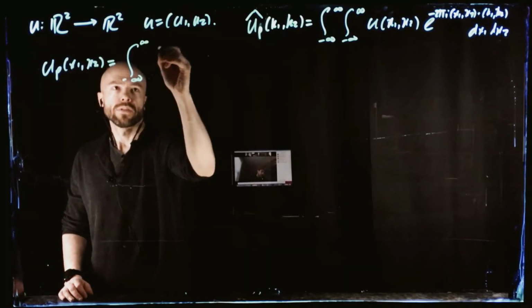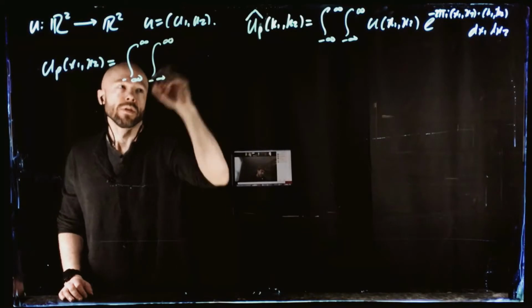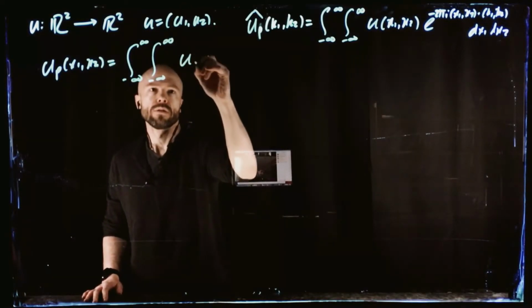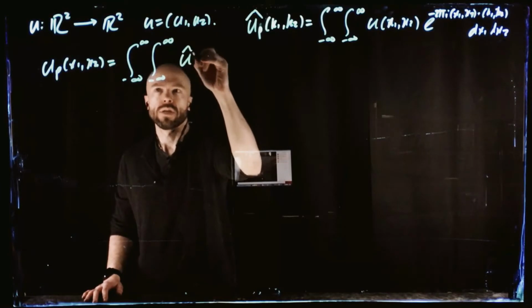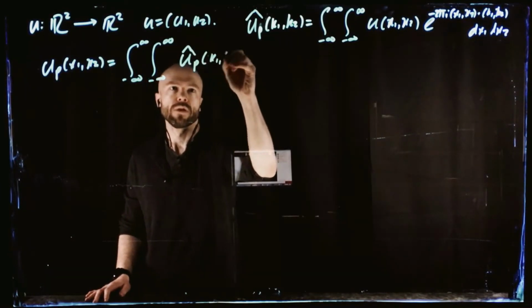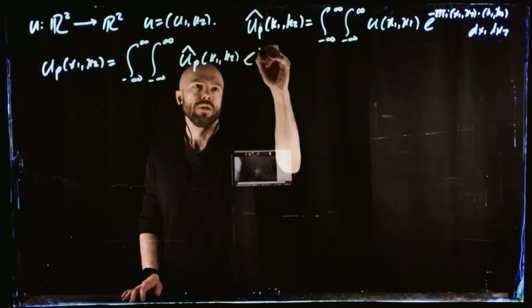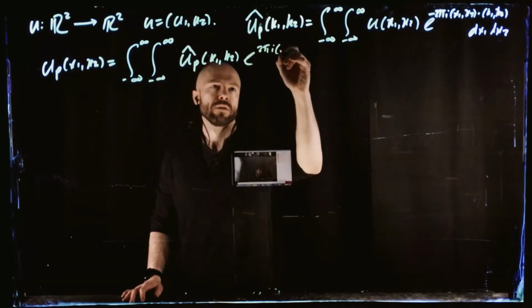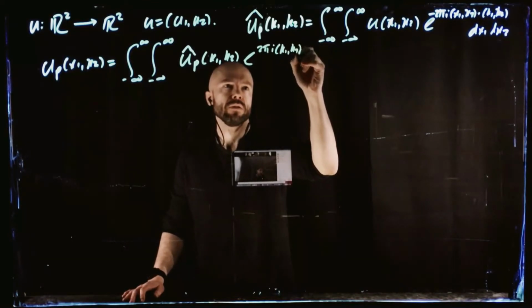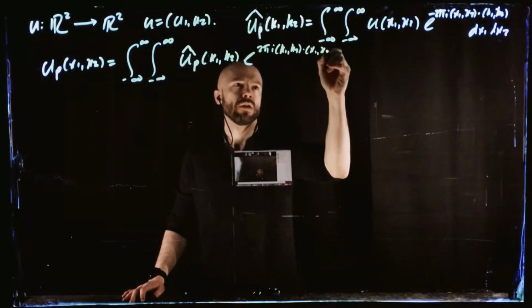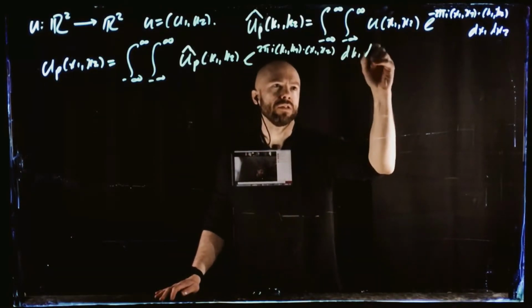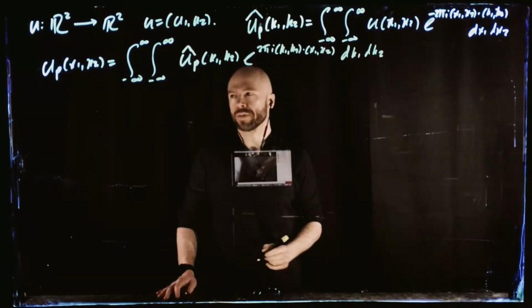and therefore we can represent u with a simple inverse Fourier transform like this: the integral of u hat of k1, k2, e to the 2 pi i of the product x1, x2 with k1, k2, dk1 dk2. Right, that's where we were.